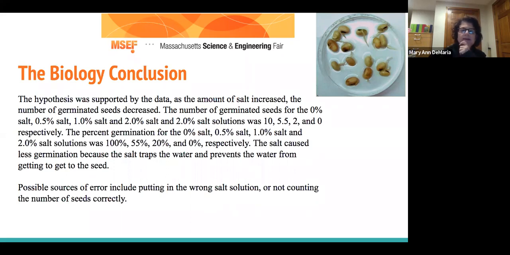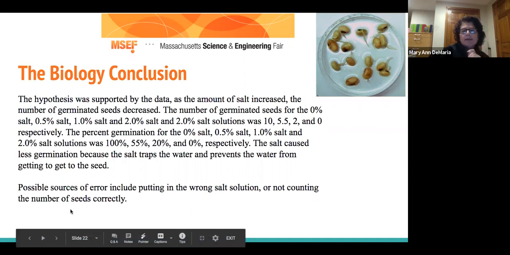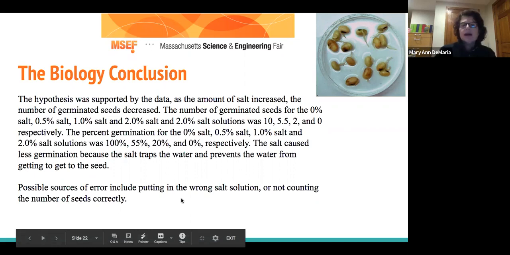And if they're attracted to the salt, they're not going to be accessible to the seeds. And again, same thing: putting in the wrong salt solution, or not counting the number of germinated seeds correctly, because it was difficult to actually tell when the seeds germinated or not. But they didn't say all that here, but they should have.